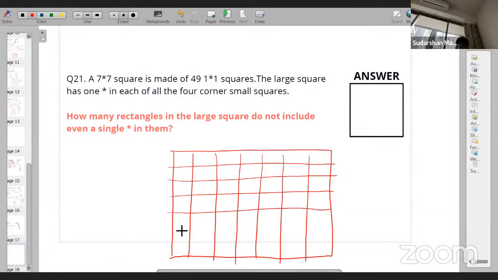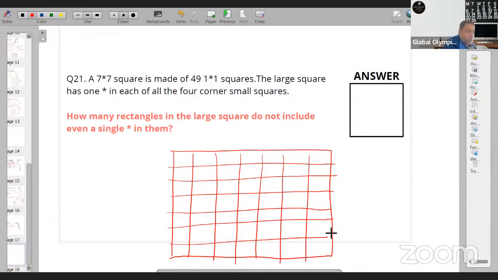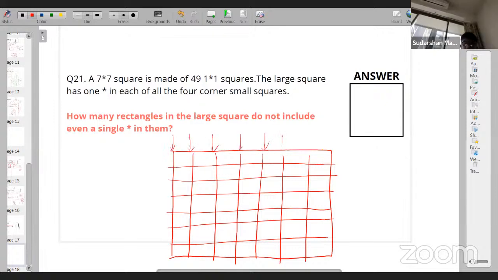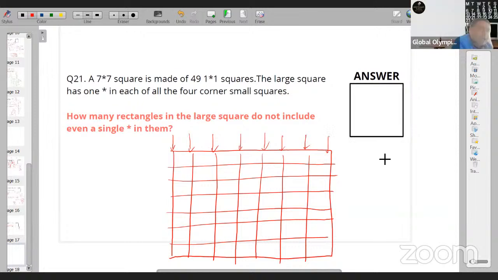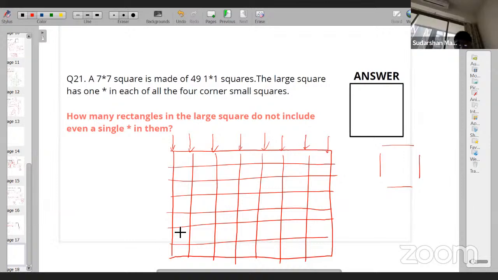So 8 choose 2 is 28. So you need not do 8 choose 2. I know why you do 8 choose 2, because you have 8 lines here, correct? And then you can choose any two of them. For any rectangle, you need 2 vertical lines and you need 2 horizontal lines. So how many combinations do you have? 8C2 here, 8 choose 2 here.